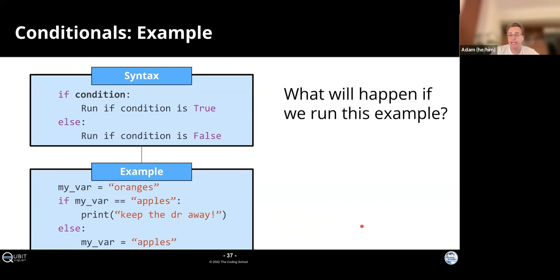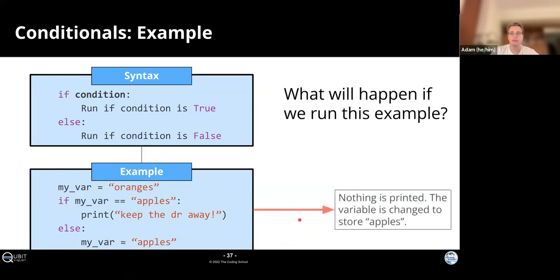We can get a little more complicated and do different things depending on the case, including changing variables. So in this case, we actually wouldn't print anything because my var is not equal to apples, but we would actually change the value of my var.